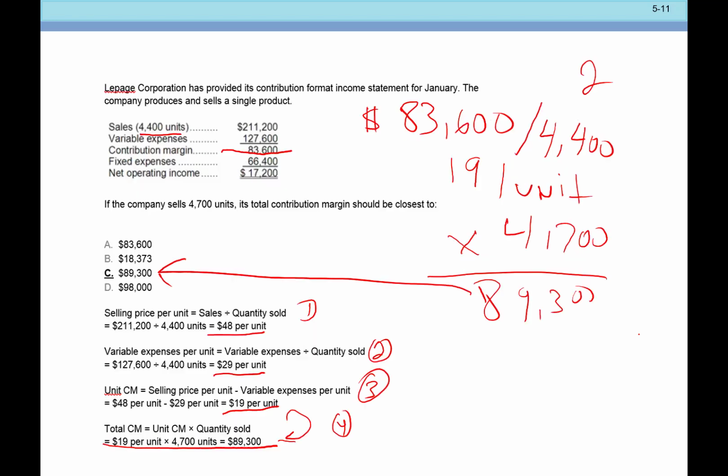Okay, good. Come over and let's take a look at this one. Now we have a question, the same kind of question: what is the total contribution if you sell 4,700 units? We again take the contribution margin, divide it by the number of units, which gives me the contribution margin per unit, times the number of units. Assuming here we have a contribution margin of 89.3. So what's that? Two steps versus four, doing it the way the solution showed.